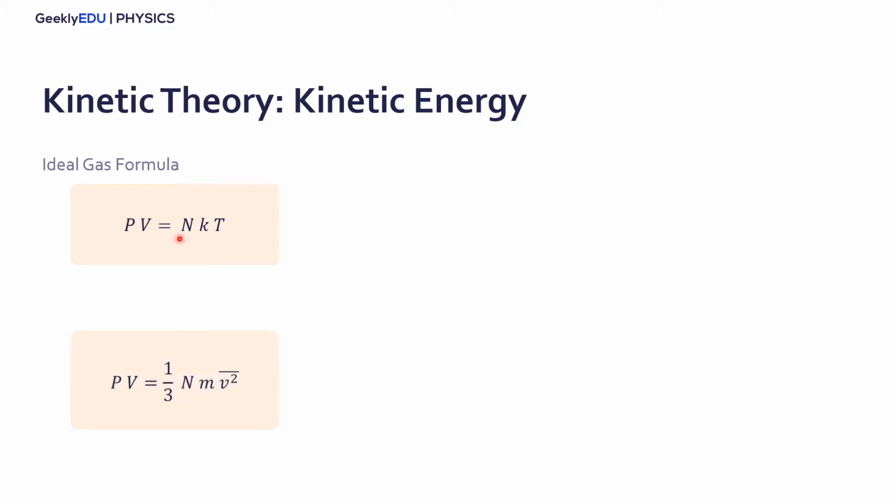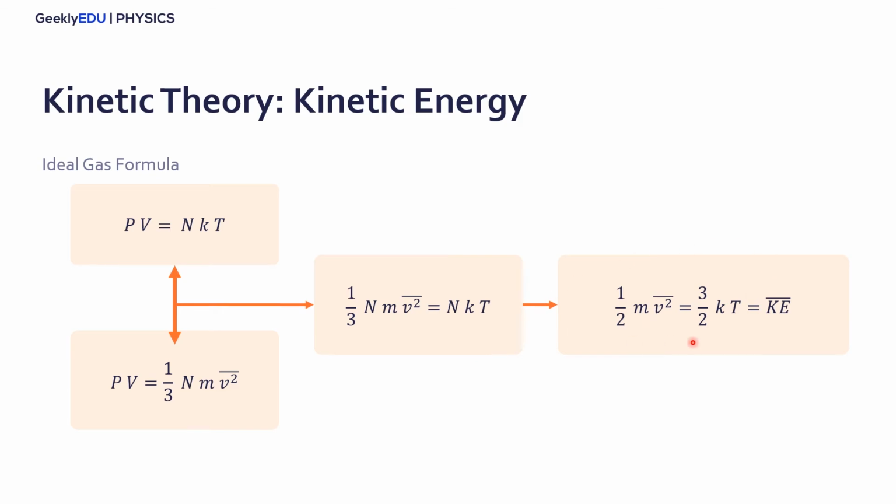Now we can associate the ideal gas formula with the relation we've just seen before. Putting these two equations together, we get this new one. We can cut out the number of molecules from here, right? And we can rearrange the equation a little bit. We multiply it by 3 on both sides and divide it by 2, and we reach this equation here.